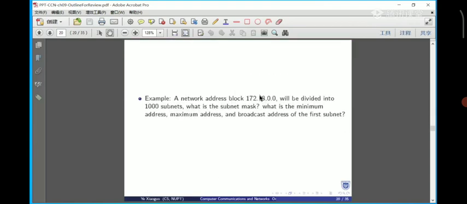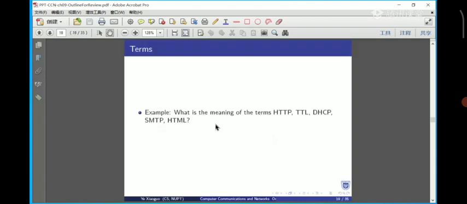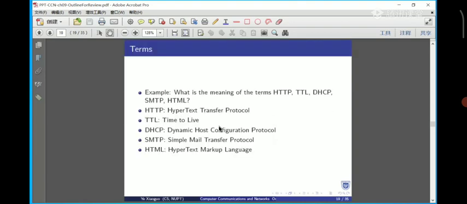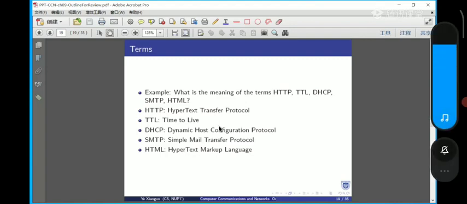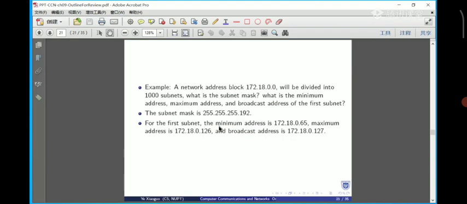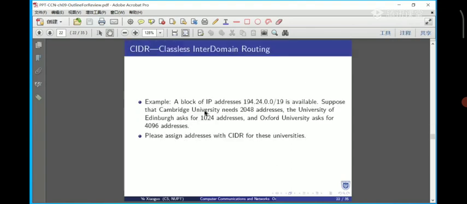Okay. And we will have some short answer questions. For example, explain some short terms. And we reviewed the subnetting calculation. And we review the CIDR calculation.